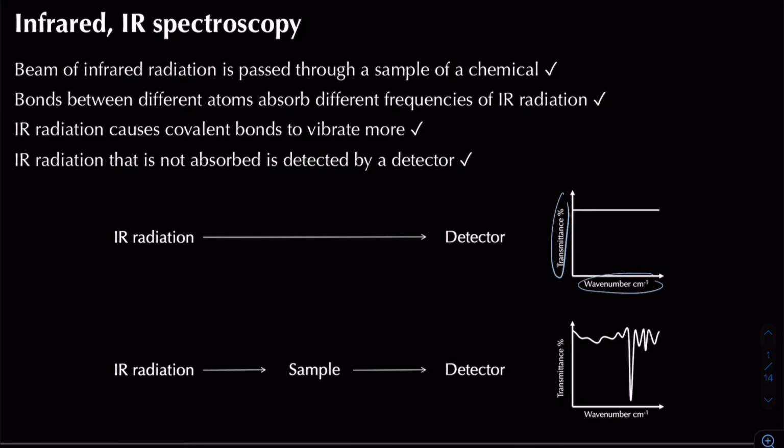But what if I were to have a sample? What would actually happen is that the infrared radiation will be passed through our sample. The sample absorbs different frequencies of infrared radiation, causing the covalent bonds to vibrate more, and so the infrared radiation that's not absorbed is detected by a detector, and we end up seeing something like this. And what we can actually do is look at particular peaks or particular parts of absorption, and that actually represents a certain bond being present itself as well.